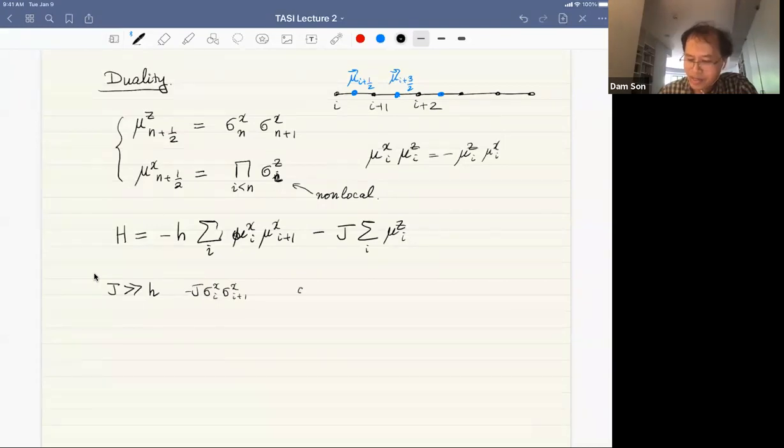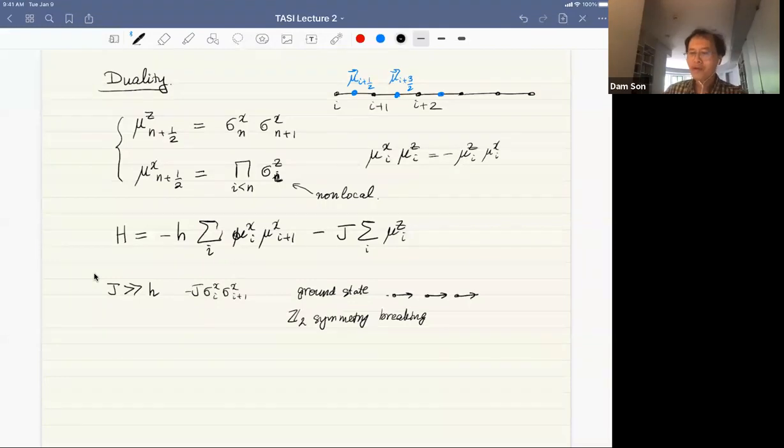The ground state would like to be in the state where all spins have the same sigma x. So this is a situation of Z2 symmetry breaking. The ground state breaks Z2 symmetry. Sigma x expectation is non-zero. And the ground state doesn't map to itself under the Z2, which maps sigma x to minus sigma x.